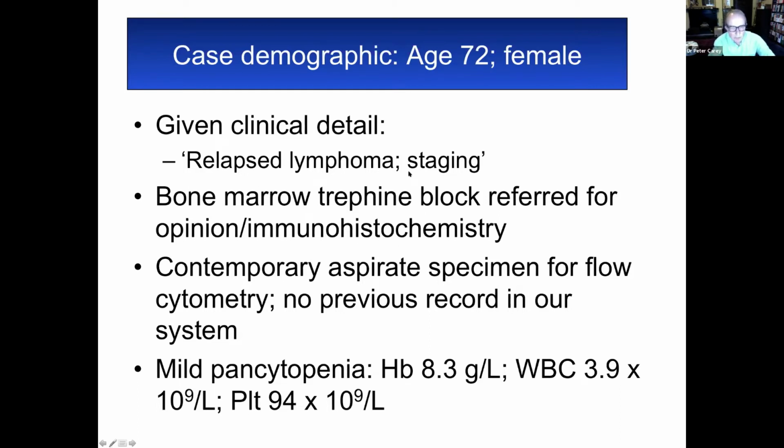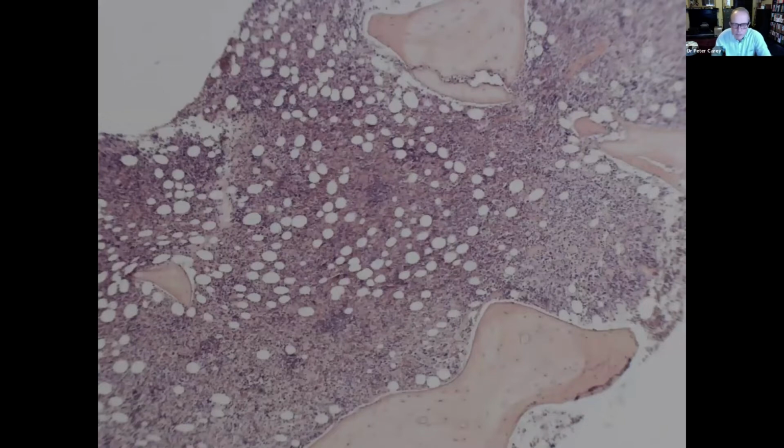When it says relapsed lymphoma, I think, okay, that means she's had lymphoma before. Perhaps we can get more information by looking back in our records, but I found no help there. We didn't know, we had no previous detail about this particular lady. I'm going to quickly show you some pictures of her bone marrow trephine.